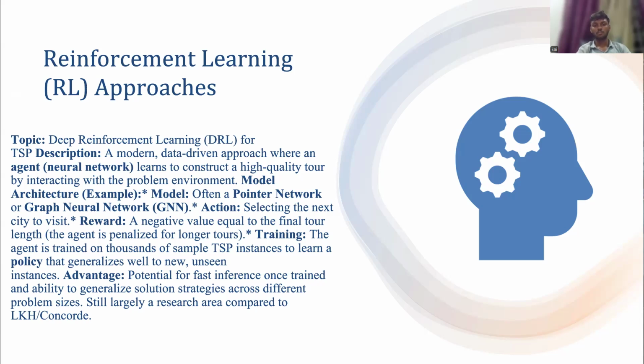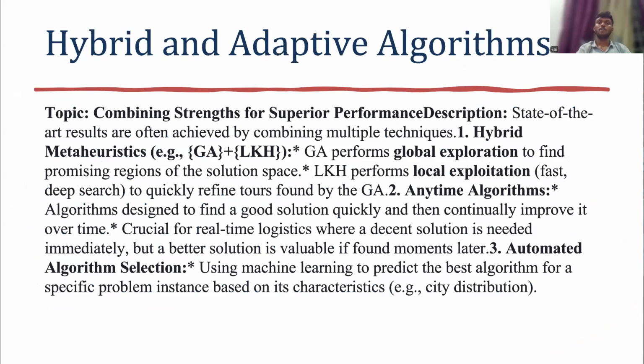Advantage: potentially fast inference once trained and the ability to generalize solution strategies across different problem sizes. Still largely a research area compared to LKH and Concorde. Hybrid and adaptive algorithms: combined strengths for superior performance.